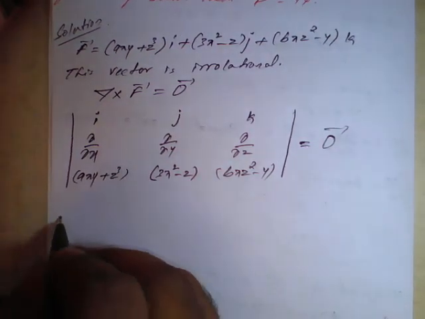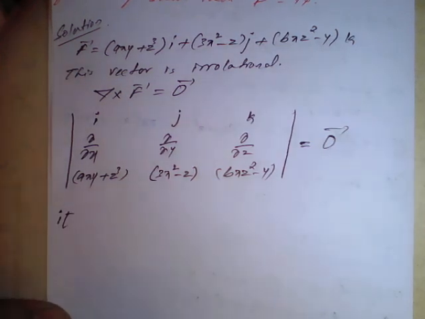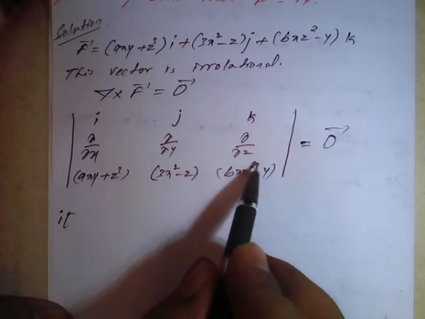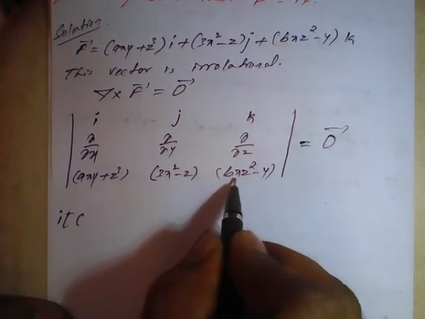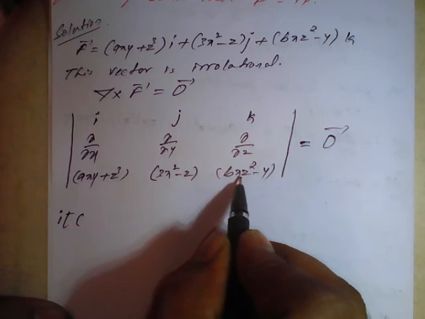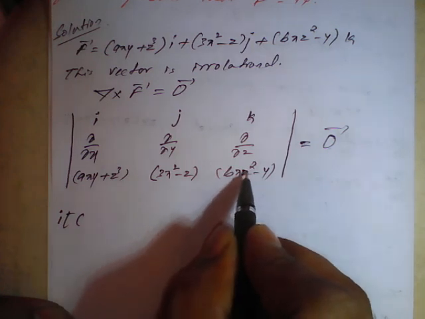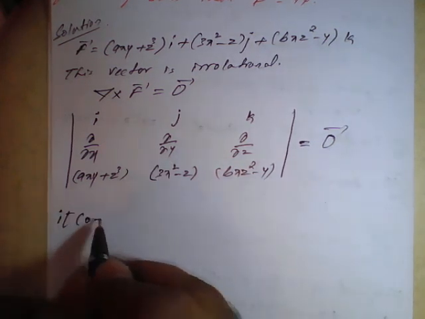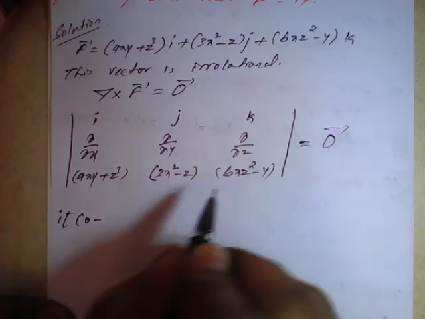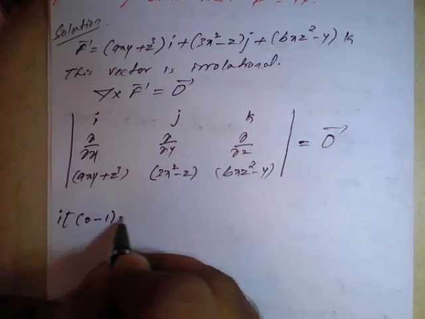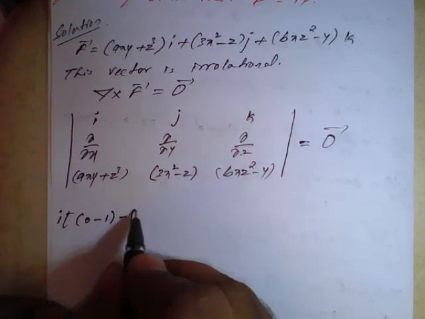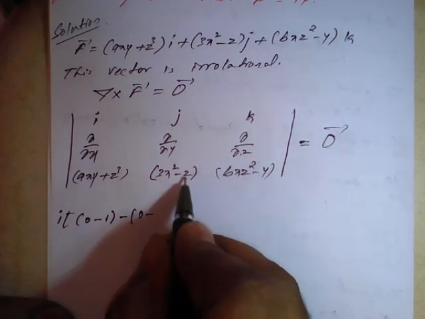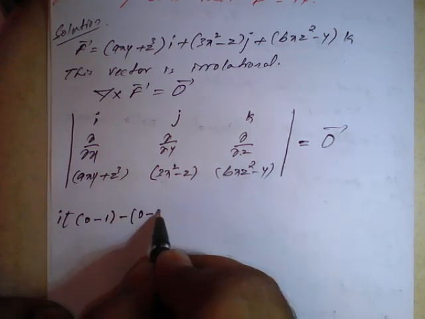As we have done in the previous example, i times: hide the first row and first column. So dou by dou y of bxz square minus y. In this there is no y term, so the partial derivative of bxz square with respect to y is 0, minus the partial derivative of minus y with respect to y, which is 1. Formula minus again: dou by dou z of 3x square minus z; 3x square gives 0, minus the partial derivative of z with respect to z, which is 1.